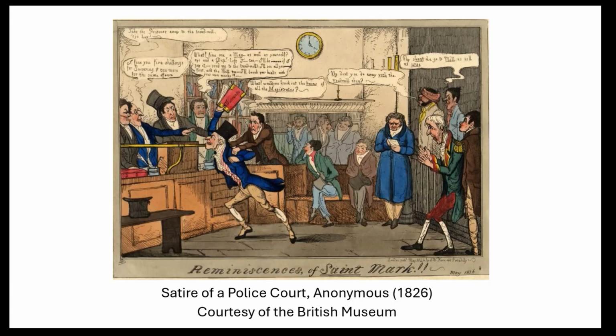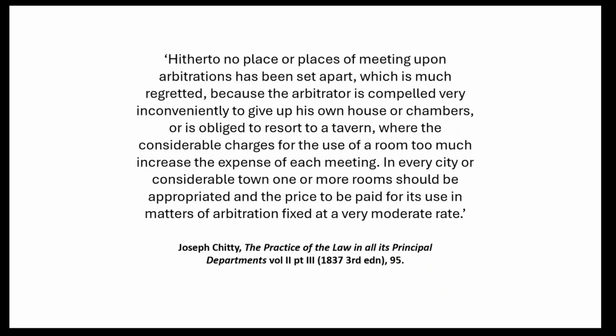So the places used for private arbitration were really even more diverse than those public sites of arbitration would suggest, and the transition to public buildings was even more haphazard. The provision of arbitration rooms in the royal courts answered a specific need for spaces to carry out arbitration, the paucity of which was bemoaned by the legal writer Joseph Chitty in 1837.